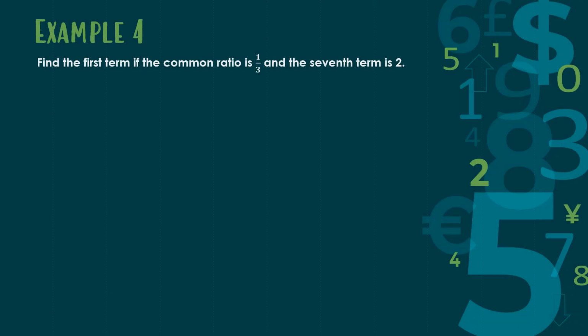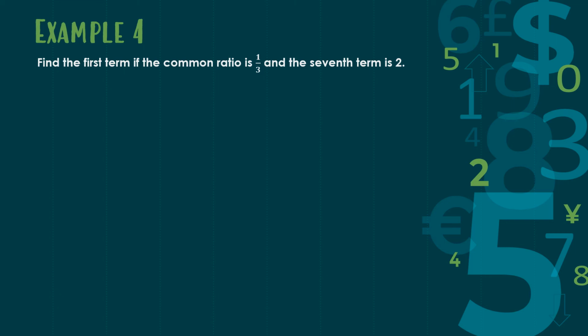Now we are looking for the first term if we know the common ratio is 1/3 and the 7th term is 2. So like many problems, you have the choice of using the recursive rule or using the explicit rule. The recursive rule just means keep going or work backwards. So if we know the 7th term is 2, we could work backwards to find the first term. So that would mean you would multiply by 3 to get to the first term.